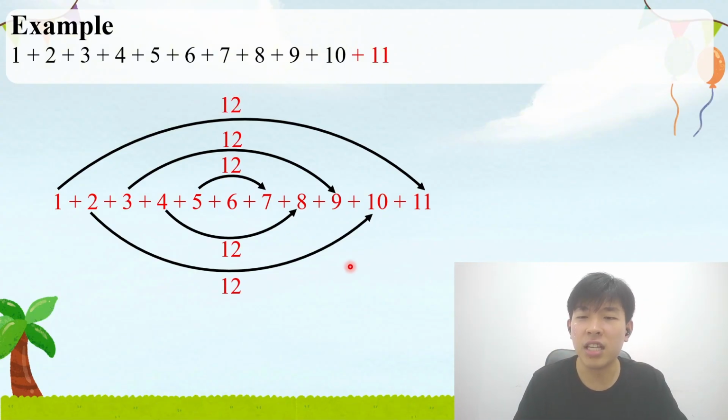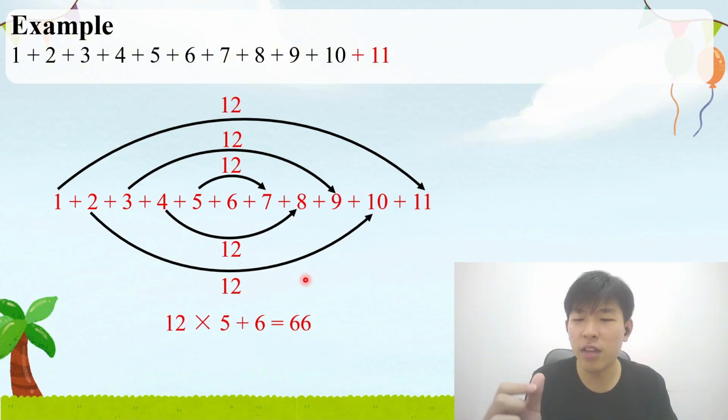So here, we see that there is 5 pairs of 12. So 12 times 5. And of course, we need to add this lonely 6. So 12 times 5 is 60 plus 6 is 66.